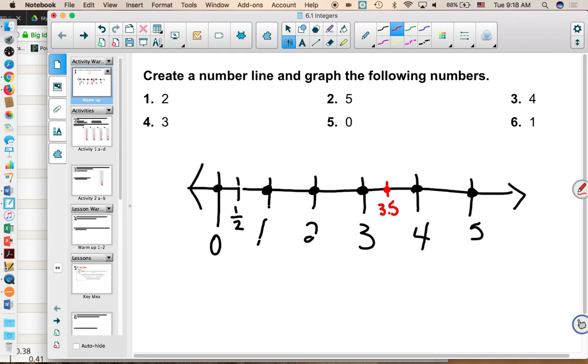These are all what kind of numbers? You know what these types of numbers are? 1, 2, 3, 4, 5. What kind of numbers are those? Whole numbers. They're whole numbers. They're also known as counting numbers or natural numbers. Okay? And that's just kind of a review.